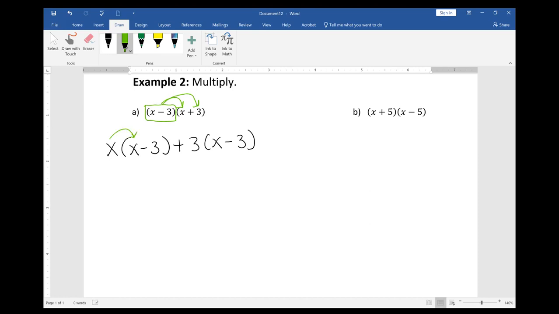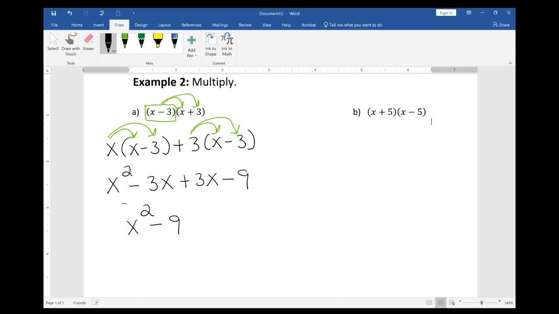So x times x, times a negative 3, 3 times x, 3 times a negative 3, leaving us with x squared minus 3x plus 3x minus 9. And now if we combine like terms, we would be left with x squared, negative 3x plus 3x will be 0, minus 9.